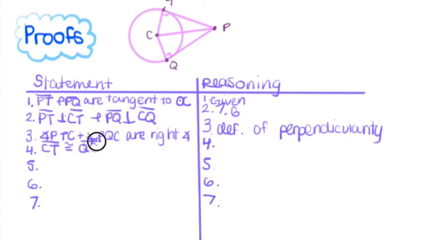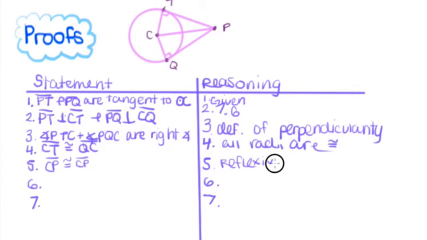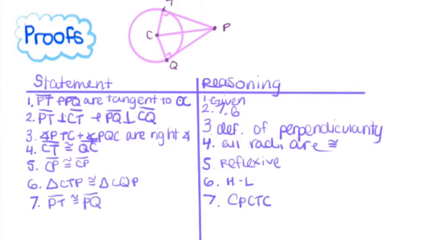CP is congruent to CP because that's reflexive. And triangle CTP is congruent to triangle CQP because of the hypotenuse leg theorem. And finally, PT is congruent to PQ because of CPCTC.